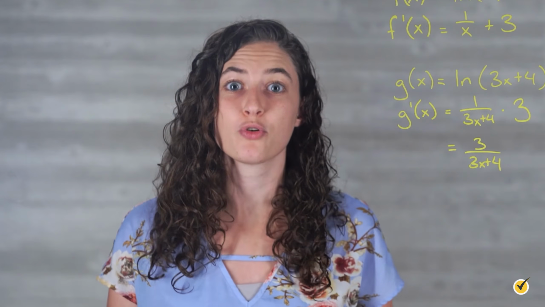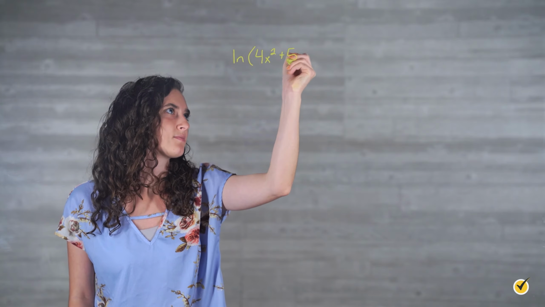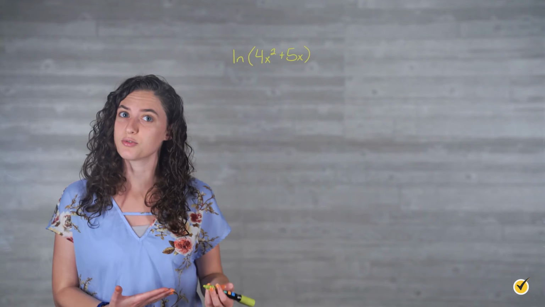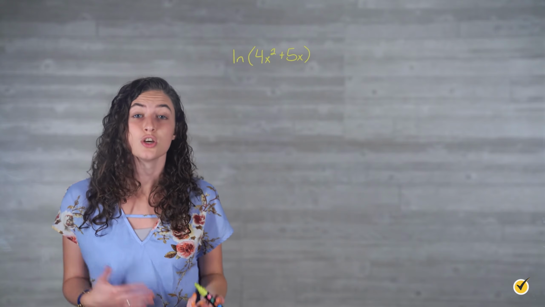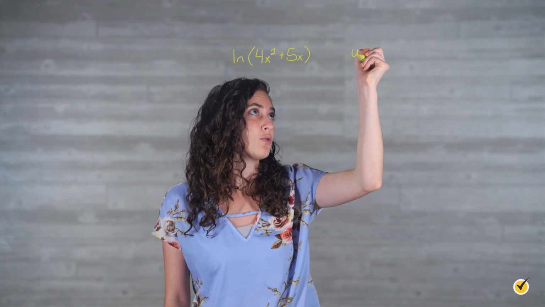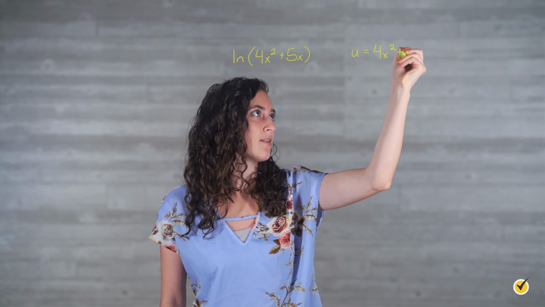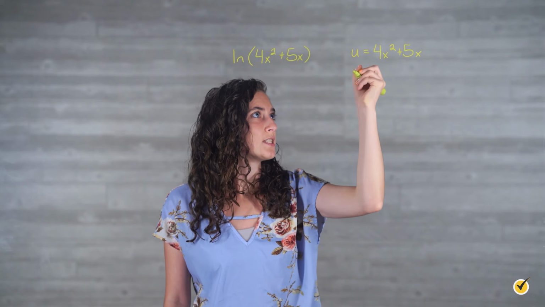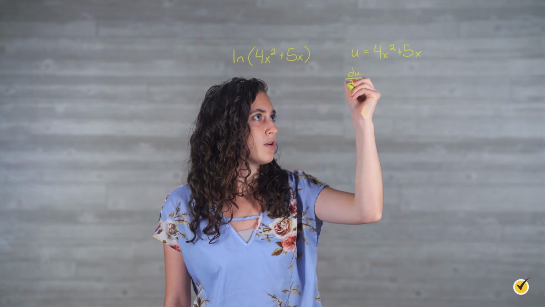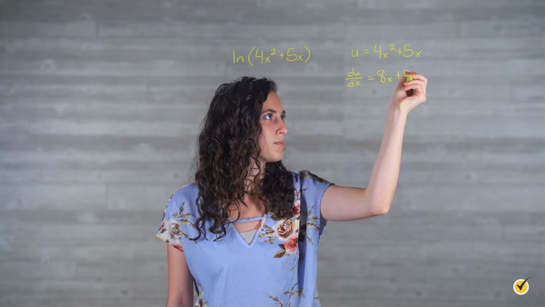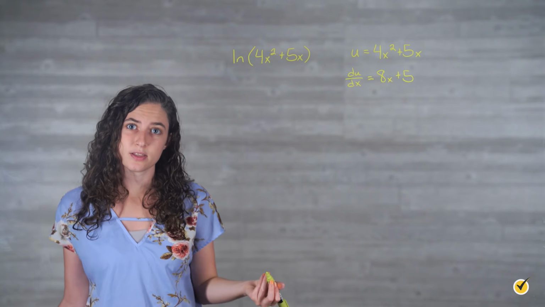Let's work one more example before moving on. Find the derivative of the natural log of 4x squared plus 5x. To solve this derivative, we just need u, its derivative, and the chain rule formula. So in this problem, let's let u equal what is inside the natural log, so 4x squared plus 5x. We'll then take the derivative of this to get du over dx, which will be 8x plus 5. Now we can plug these into the formula.